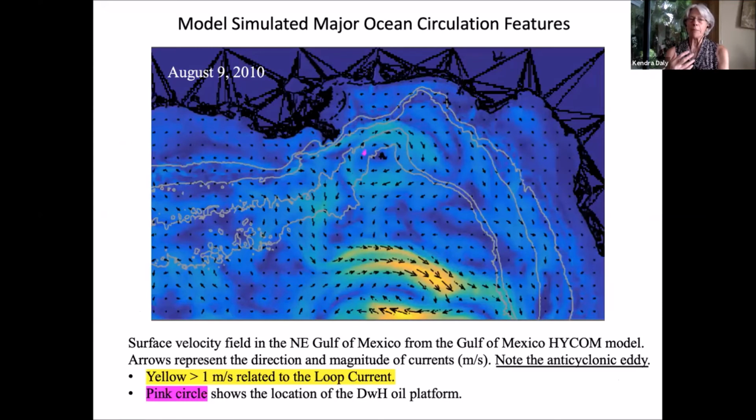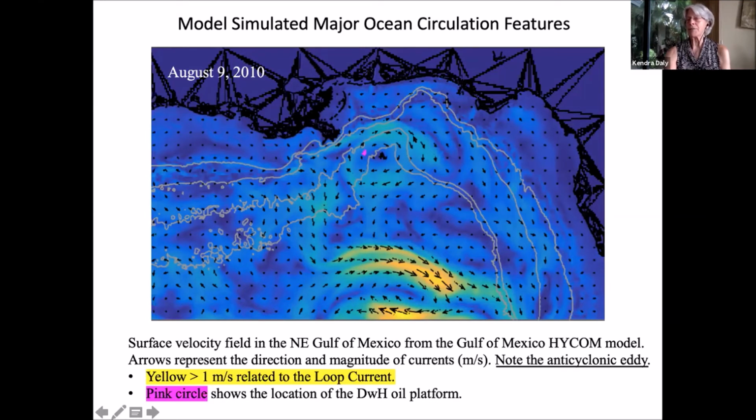And the model very successfully simulated ocean circulation features. I just wanted to point out a few features here. This is the loop current with the high velocity circulation fields down to the south. It was far enough south that it didn't impact the water spill region very effectively. But what you do see here is this anticyclonic eddy.